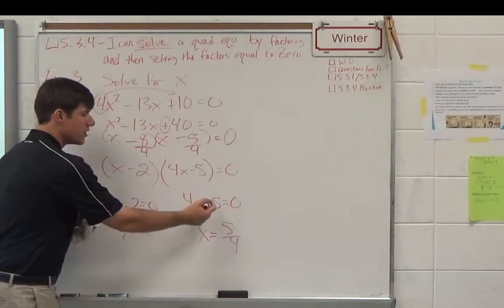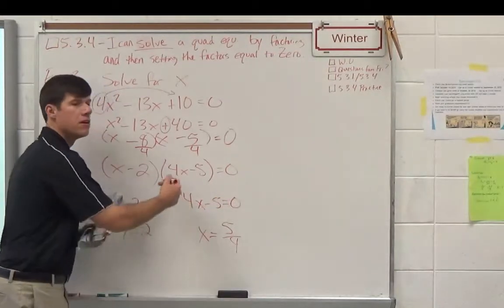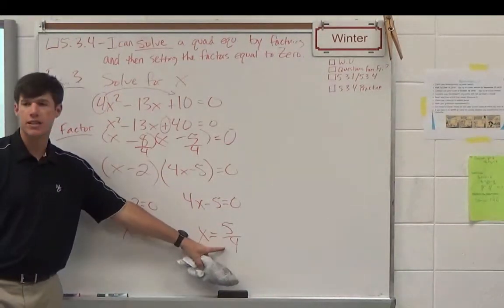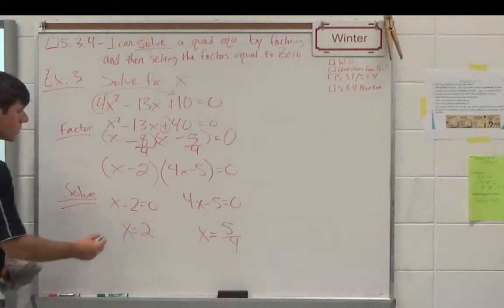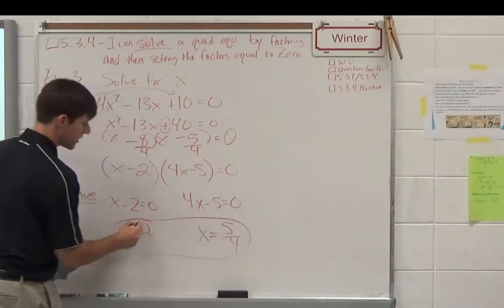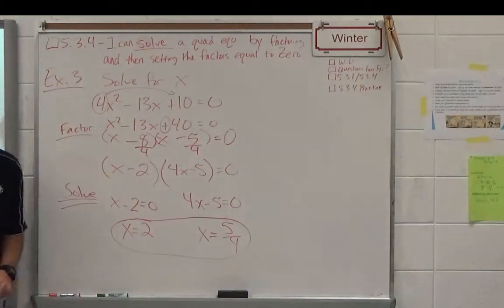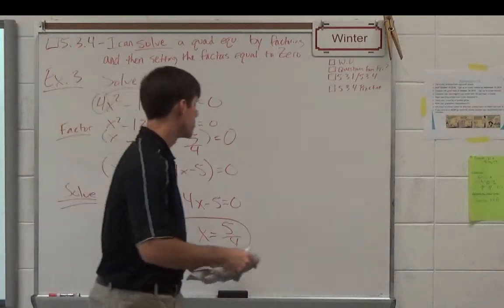That's a trick, a shortcut for solving. If not, you can still do it manually: add 5 over, divide by 4. I promise you, you get the same thing. So there are our 2 solutions: x equals 5/4 and x equals 2.